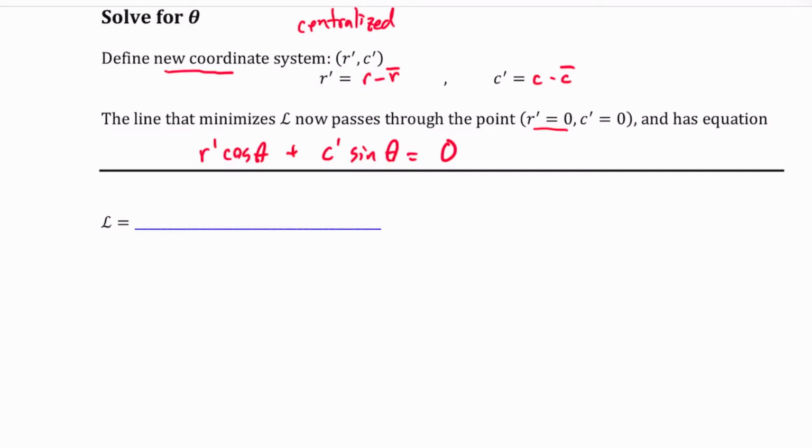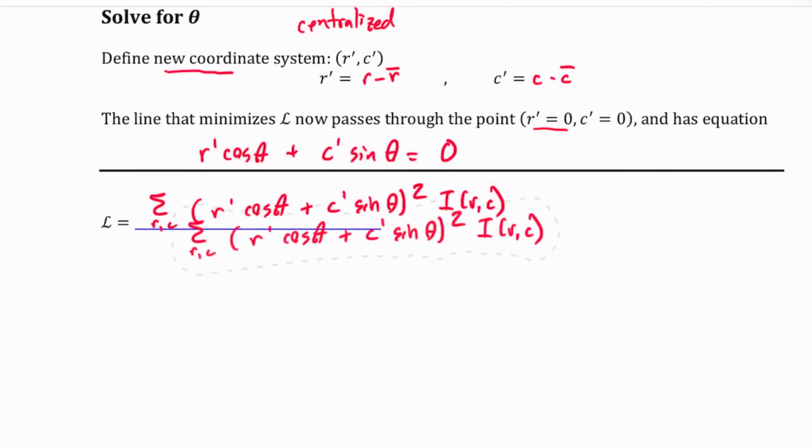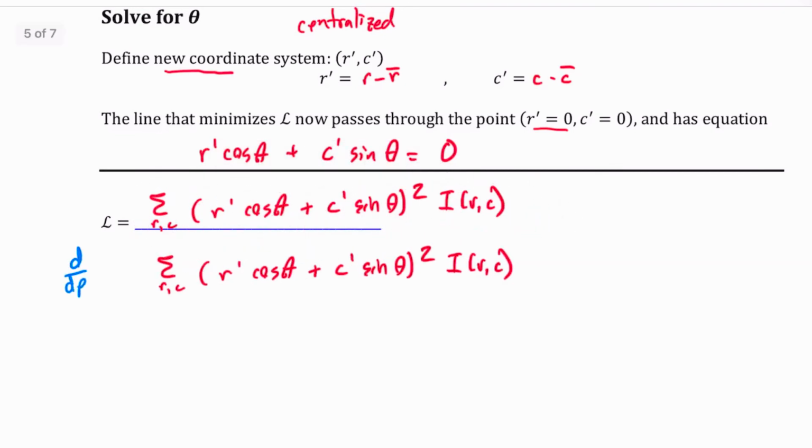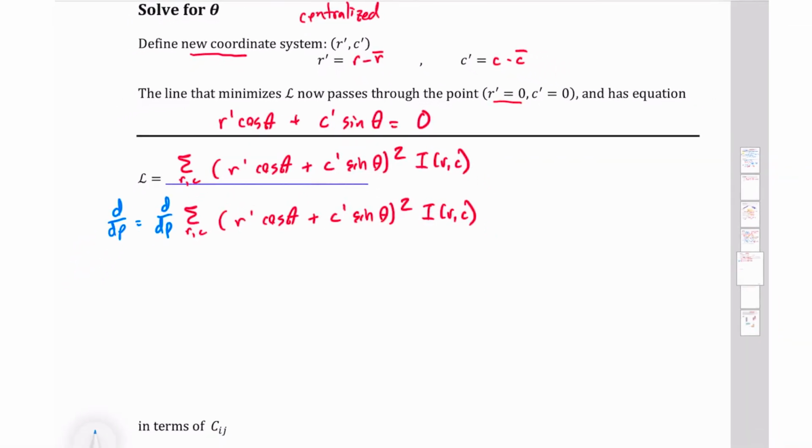So now we can write that same distance equation that we had before, where we have the summation of RC, and we've got our r bar cosine theta plus c bar sine theta. Remember, this is the distance squared times my indicator function. And what we want to do now is to take the derivative of both sides. And again, we are going to apply the chain rule.